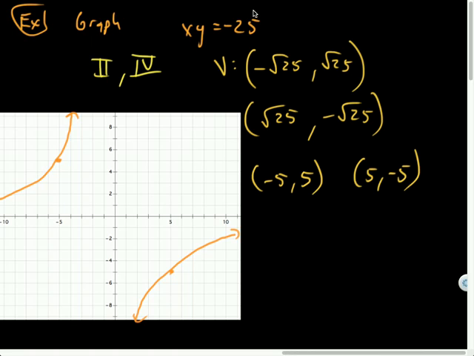I might remember that if my c value is negative, my vertices have opposite signs for x and y. Where if my c value is positive, it would have been 5, 5, and negative 5, negative 5. So the signs would have been the same. Maybe that's a quicker way to remember it.